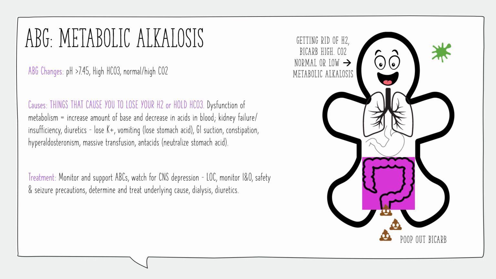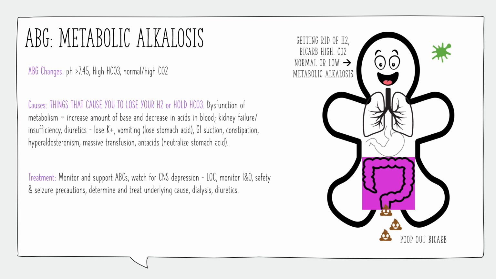Then you also need to think about what are some things that make you lose your stomach acid. Well, we throw up our stomach acid. So nausea and vomiting can make us lose our stomach acid, and when we lose our stomach acid, the only thing that's left is our bicarbonate in our poop.